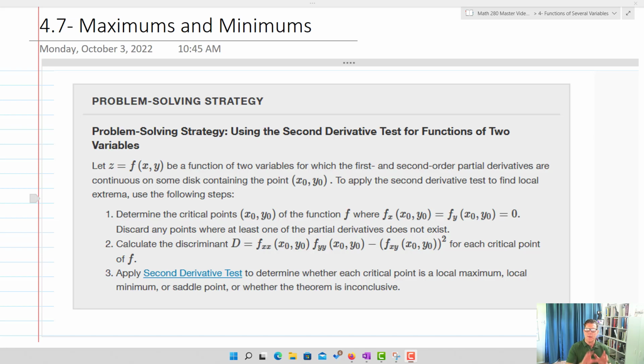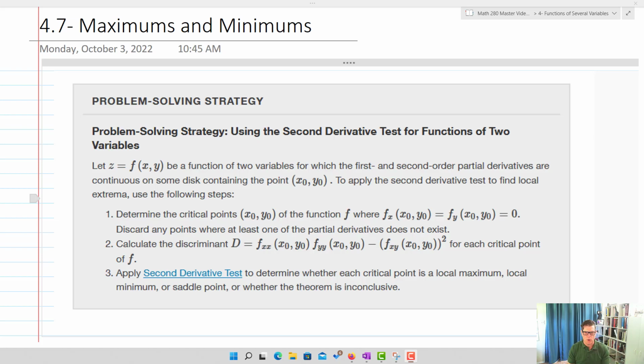So what I want to start out with is an overview, and we'll start out with a problem-solving strategy. Don't worry that you don't know what all these things are yet. That's okay. It's kind of like a preview. We're going to use something called the second derivative test for functions of two variables. So we'll let z equal f of x y, a function of two variables.